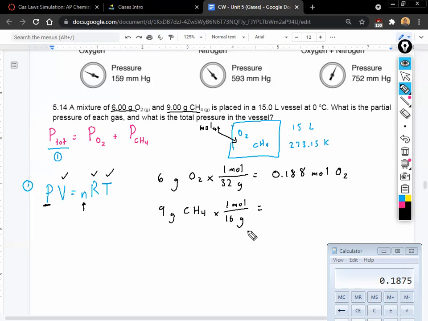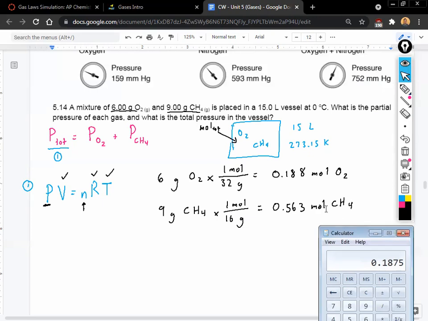All right, you guys, so hopefully you were able to get moles of methane. The molar mass is 16. So what did you guys get for the moles of methane? Yeah, perfect. 0.563, and then I'll go 0.188. Okay, so this calculation basically just tells us if I put 6 grams of oxygen, 9 grams of methane in here, it's the same thing as putting 0.188 moles of oxygen and 0.563 moles of methane.